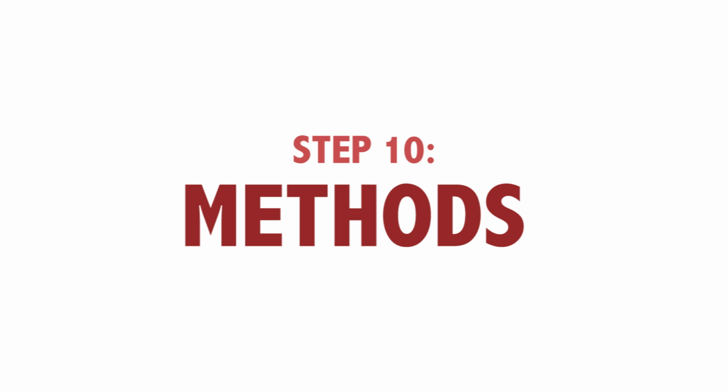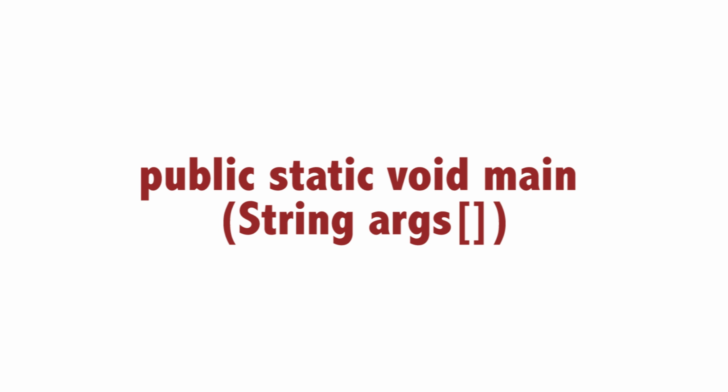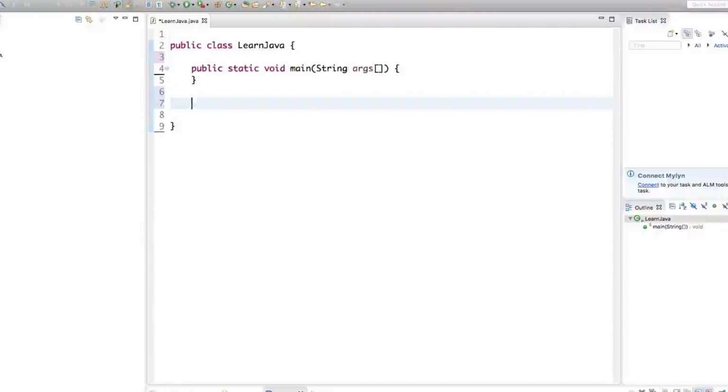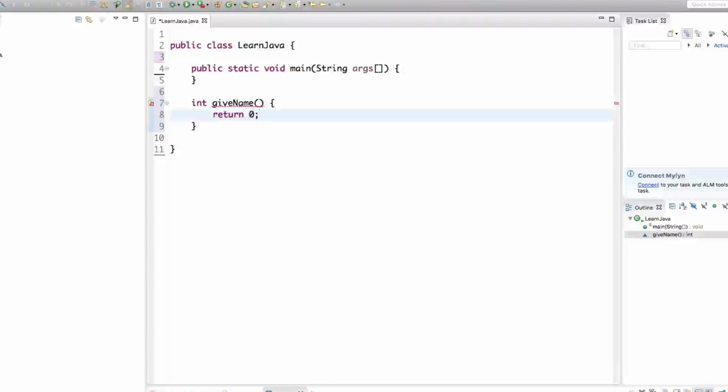A method is a collection of statements. One of the examples of methods is the public static void main that we have already used. We can create a method in the class like this: data return type, name of the method, parameters, and the body of the method. If we use integer as a data type, we need to return an integer from it. Similarly, if we use string, we need to return a string. If we use void, we do not need to return anything.